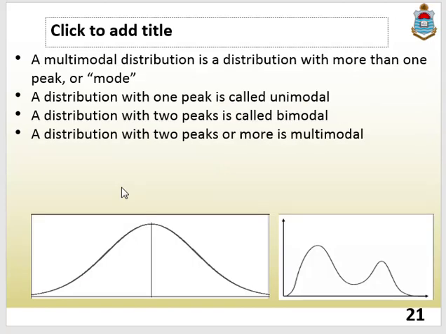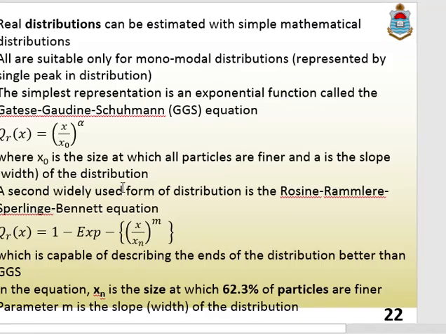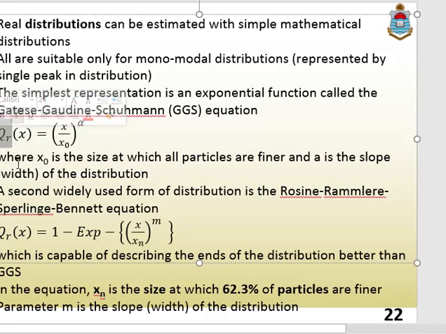Then we discussed that if there is one peak it is called unimodal, if there are two peaks it's bimodal, and if multiple peaks it's multimodal. Then we saw these expressions which could be used to determine the distribution, and we can report the distribution in terms of mathematical equations.